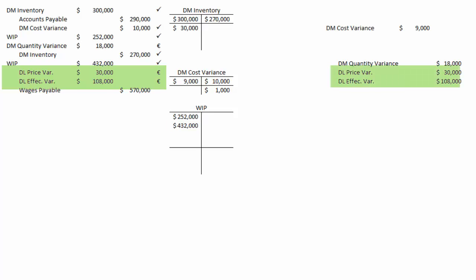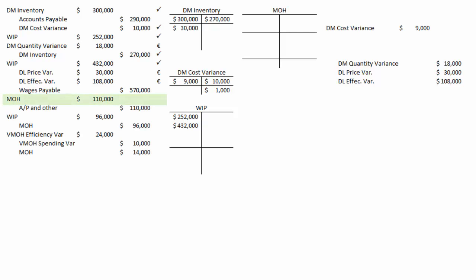So I've done that by adding them to the journal entry that we're building and by adding that symbol that shows we didn't post it to a T account, we just zeroed it out directly. Again, we're going to skip wages payable. Now let's go ahead and move on to variable manufacturing overhead.